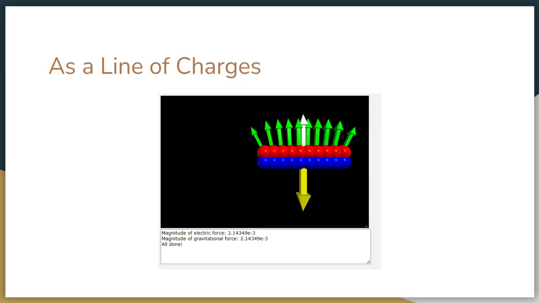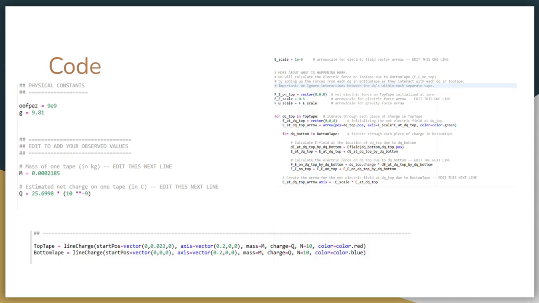The next part of the code is the line of charges. So you can see the magnitude of the force is the same as that of the gravitational force. So you can see the arrows and the vectors. Here's the code. On the left, it is the same essentially, but the charges were estimated by me. On the right, you can see setting up the different values for the force, and on the bottom is how you set up the vectors for the force.